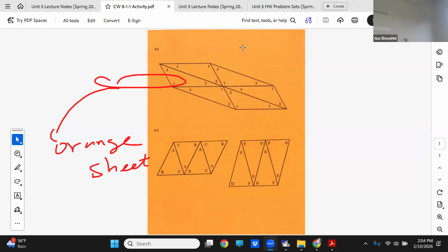So what we're noticing is that we have 3 triangles that form a circle.